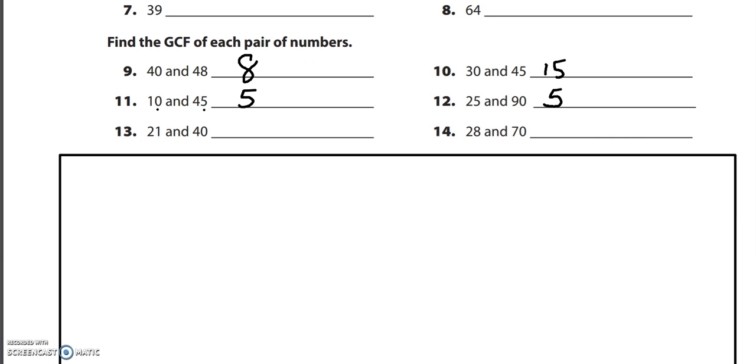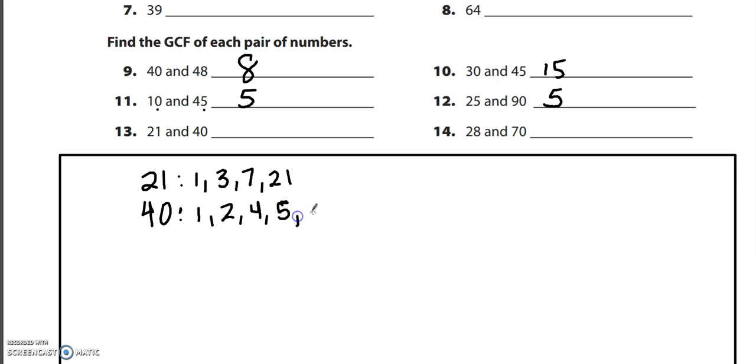21 and 40. This is almost a trick question. But, I mean, it's really not, but let me show you why the answer is 1 here. Factors of 21 include 1, 3, 7, and 21. Factors of 40 include 1, 2, 4, 5, 8, 10, 20, and 40.